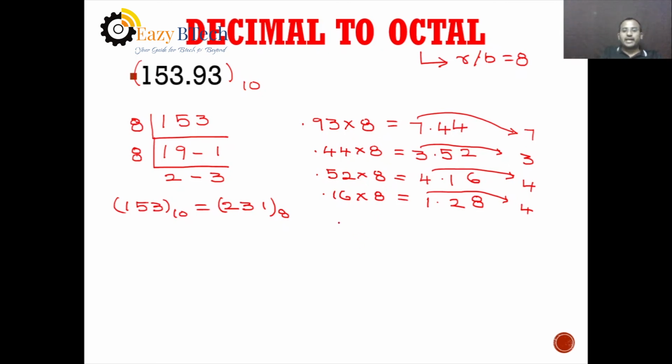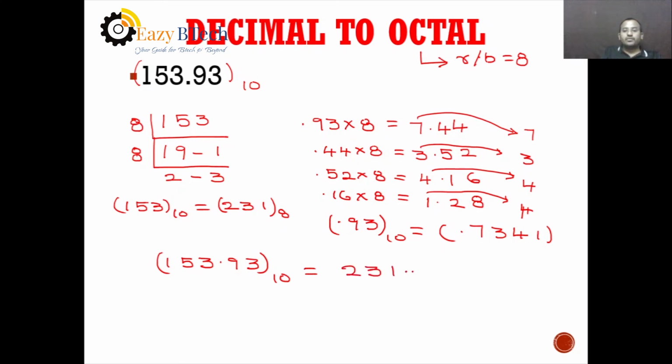So for the fractional part 0.93 in decimal, the corresponding octal equivalent is 0.7341. We can write for the given decimal number 153.93, the corresponding octal equivalent is 231.7341. This will continue, but we are satisfied with 4 digits. So this is the corresponding octal equivalent.